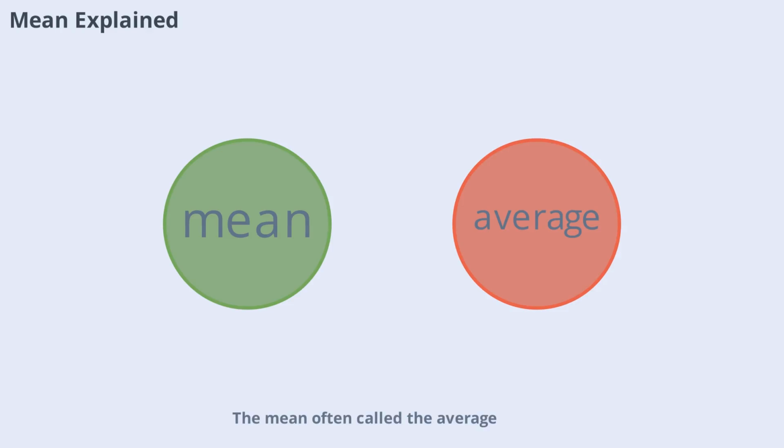The mean, often called the average, is one of the most common ways to summarize data. To find the mean, you add up all the values and divide by the number of values. For example, if 5 students scored 80, 85, 90, 95, and 100 on a test, their mean score would be 90. The mean gives us a sense of the typical value in a dataset, but it can be affected by extremely high or low values.